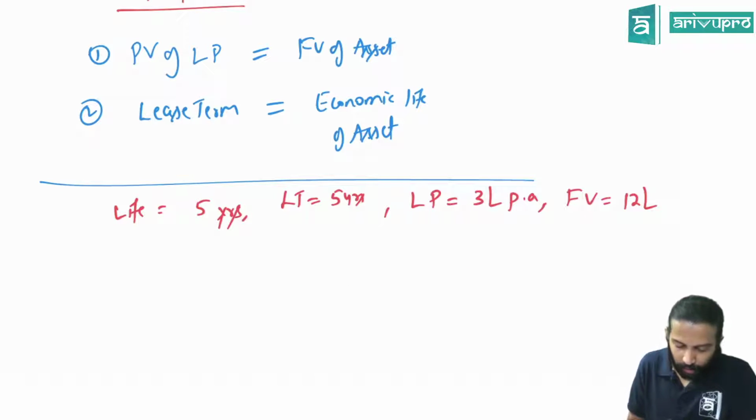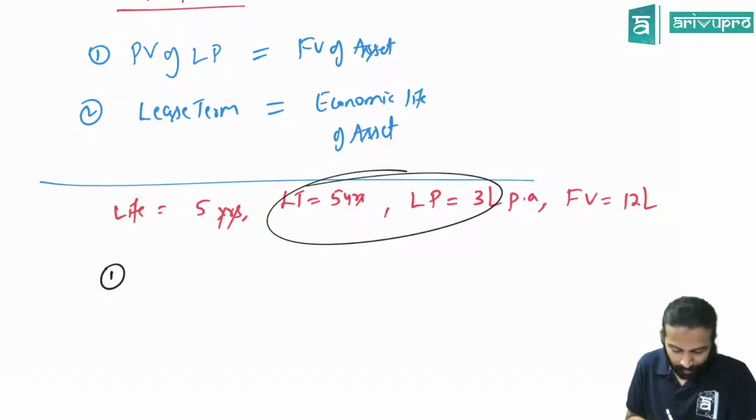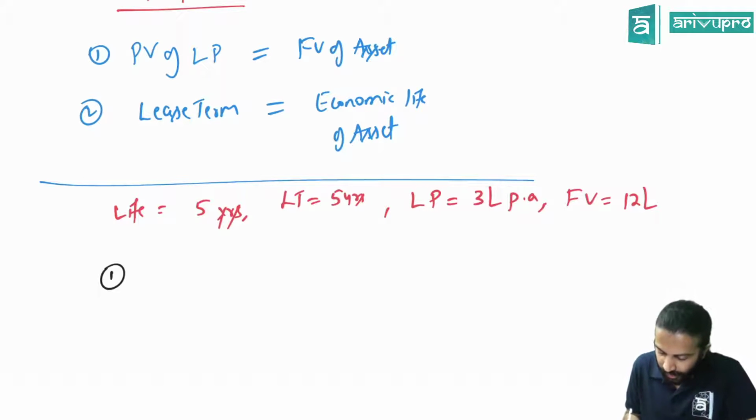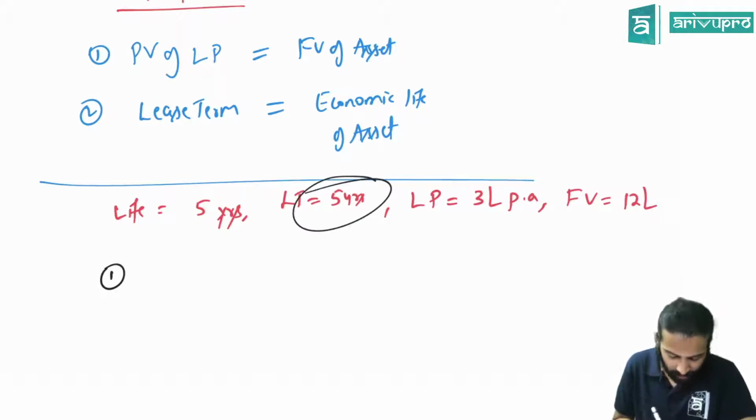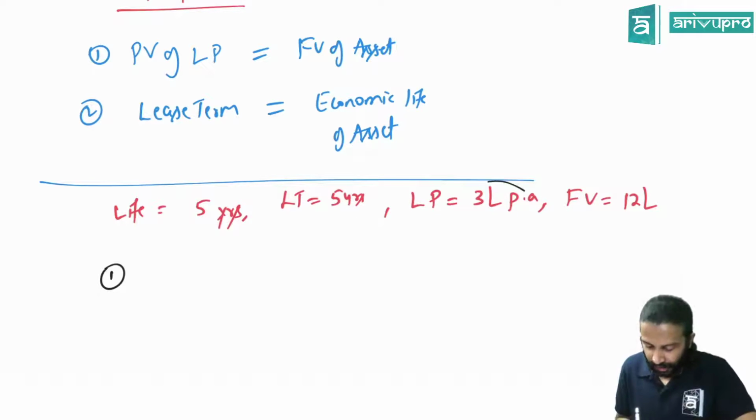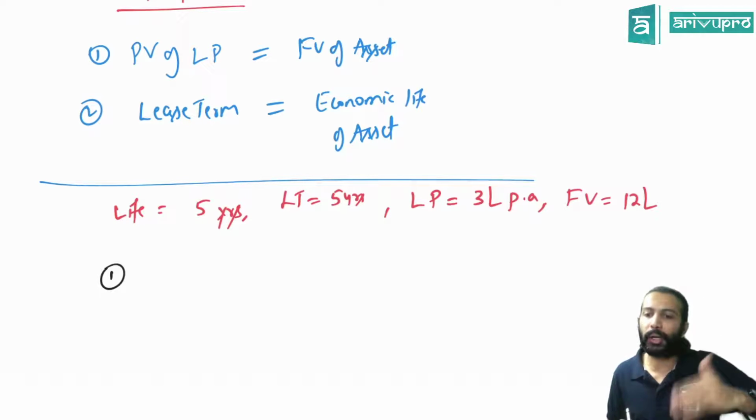To determine operating or finance lease, first you used to determine whether it is a finance lease, you used to check the present value of the lease payments. Because how much is the lessee paying to the lessor every year? 3 lakh. Over how many years? 5 years. That means this 3 lakh rupees is not the present value, it's a future payment.